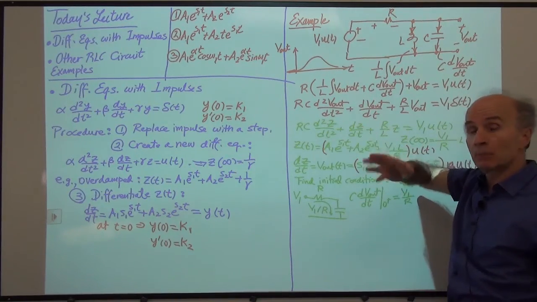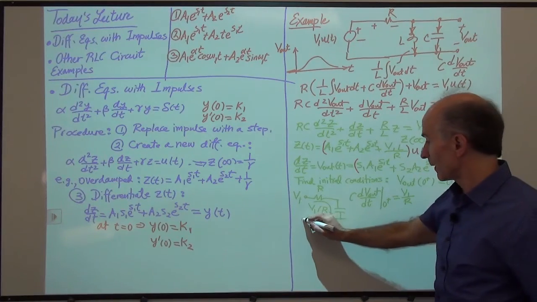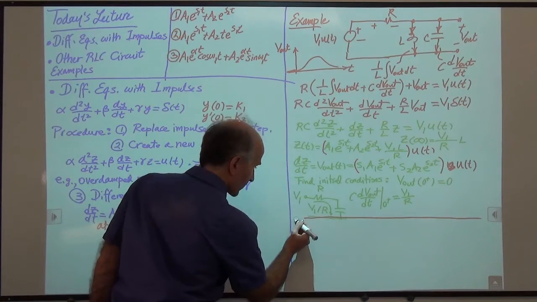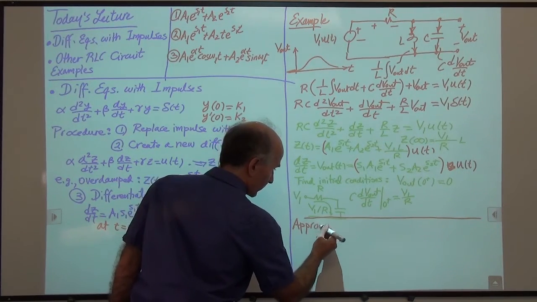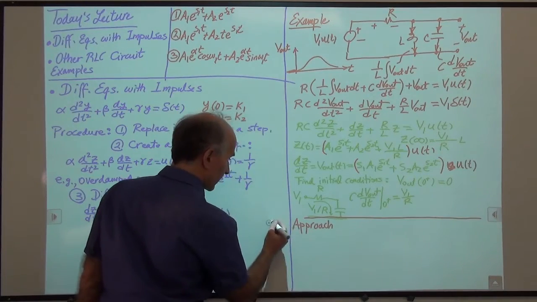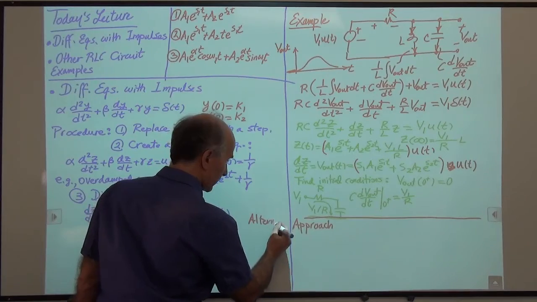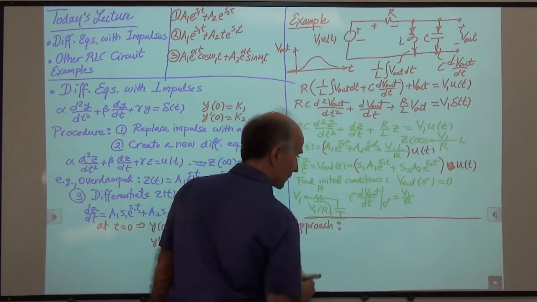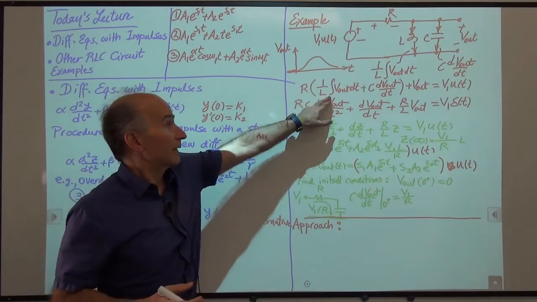Maybe that's possible, maybe that's not. But that's something we can consider. So let me talk about the second approach so that you can see how that comes about. We're going to call this the alternative approach. We look for a quantity whose equation does not have an integral in it.